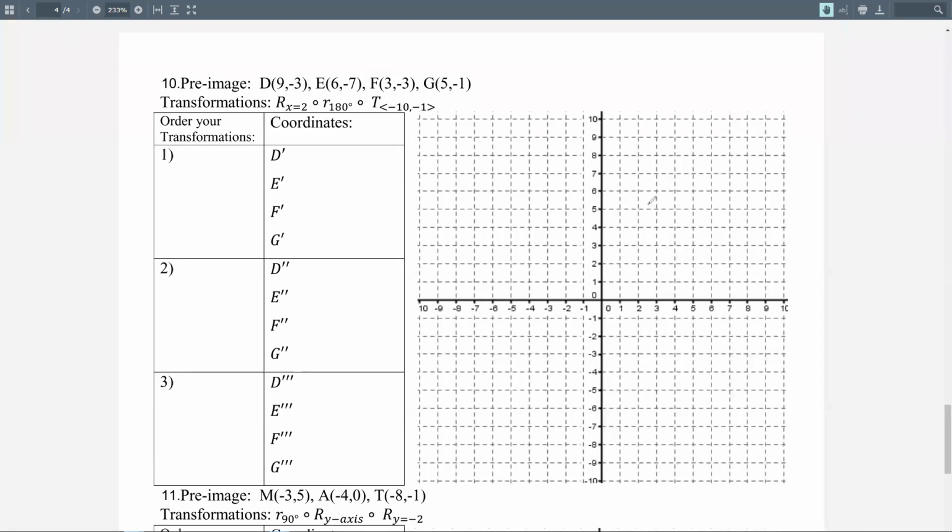Next up here, number 10. So let's graph the points. 9, negative 3 is D. 6, negative 7 is E. 3, negative 3 is F. And then 5, negative 1 is G. And we can connect those.